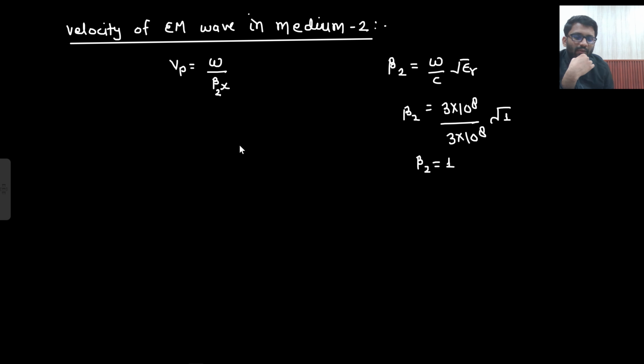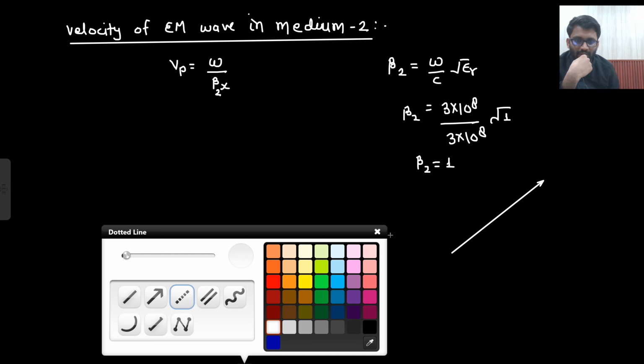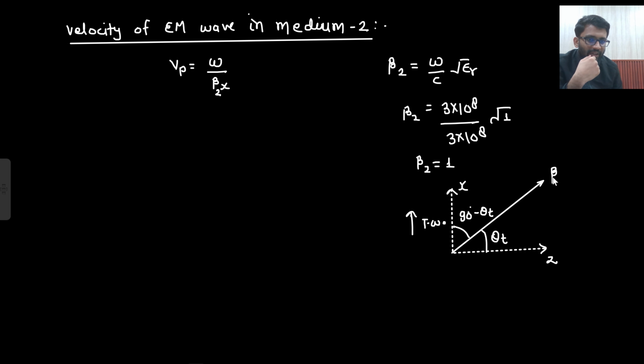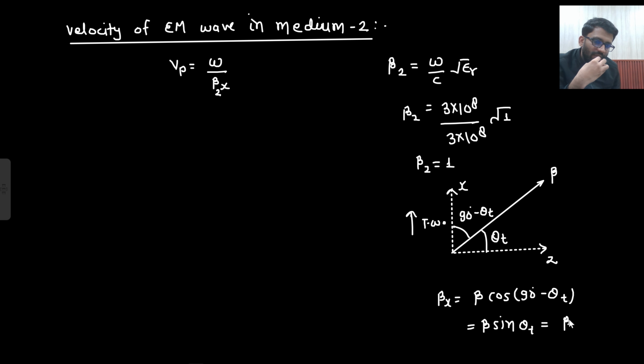So here what will I write? 1? No. I need to see the component in x. So this was my wave. It was making an angle of theta t with the z axis, and an angle of 90 minus theta t with the x axis. This is your z, this is your x. Where is my wave traveling? My wave is traveling in the x direction. So which component will I take? If this is my complete beta, then beta x would be beta cos of 90 minus theta t. Is that clear to you? So that would be beta sin theta t.